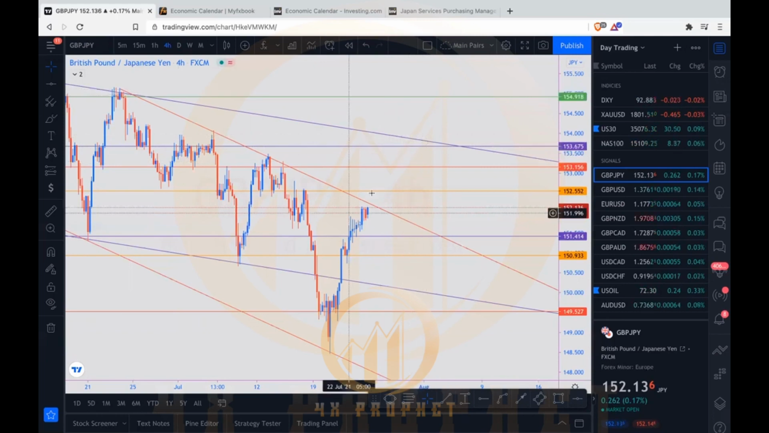If price is at our 4-hour resistance, this can be a sign for a possible reversal. Same thing here, same thing here, same thing here. These will be in confluence with everything else you're learning.